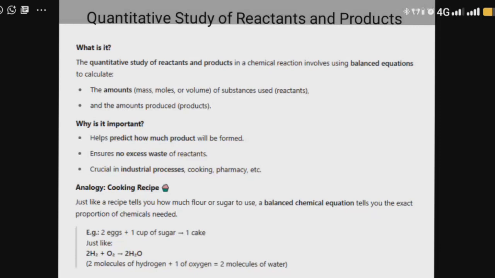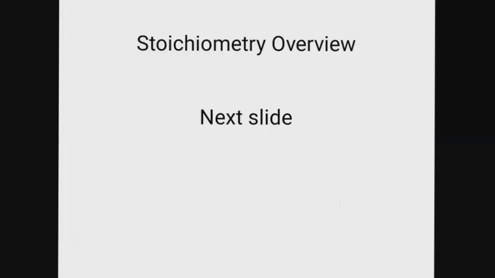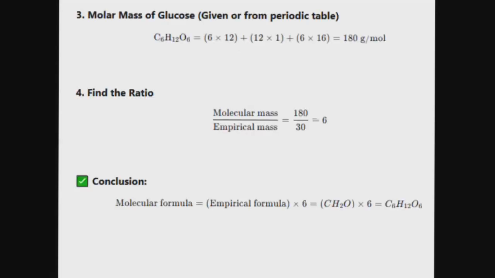Okay, we move over to quantitative study of reactants and products. So we know that whenever it comes to JUPEB, there's a part that deals with your practical, and a part that deals with your theory and your objective. Whenever you do theory, there is a topic you brought out before I asked that question. It's not this one. Is it this topic? I'm just seeing stoichiometry. Not this one.